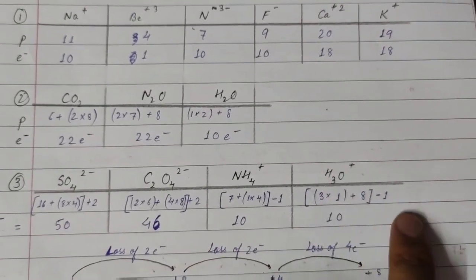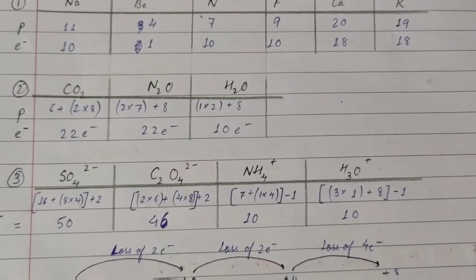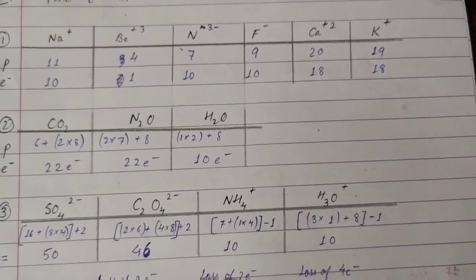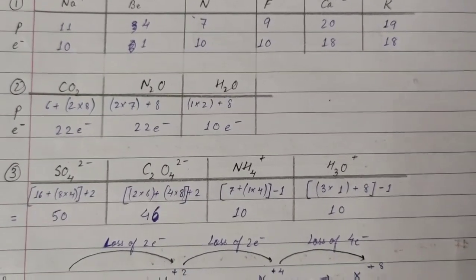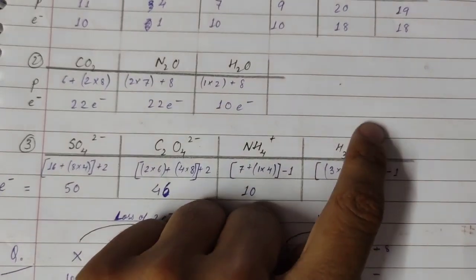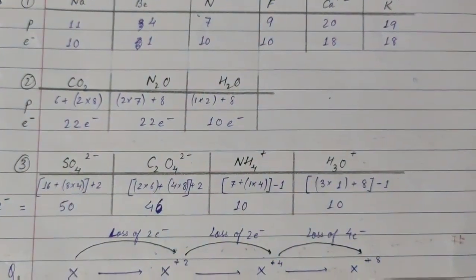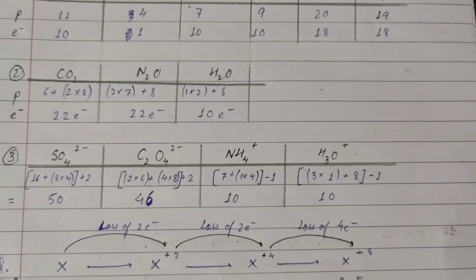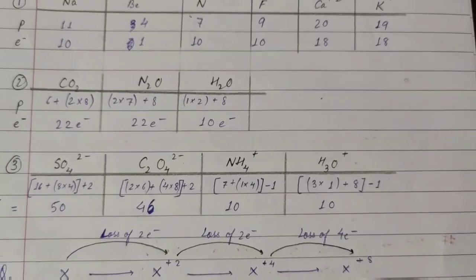Similarly for H3O, hydrogen has 1 electron in its neutral state and oxygen has 8. So 3 into 1 plus 8 becomes 11. See, this is a plus symbol which denotes loss of electrons. So it becomes 11 minus 1, which is 10.